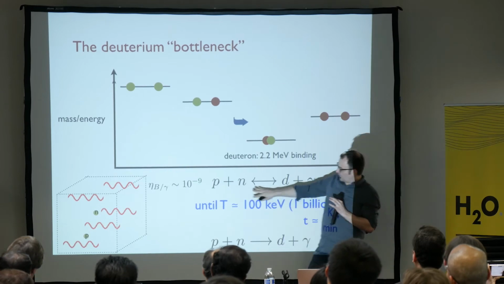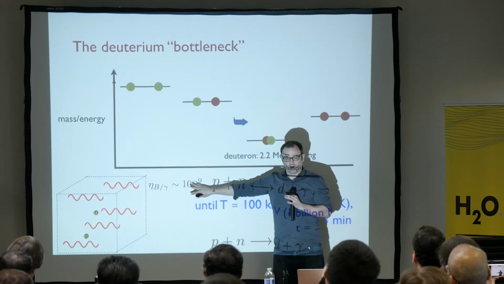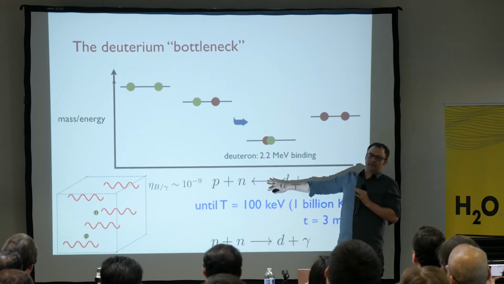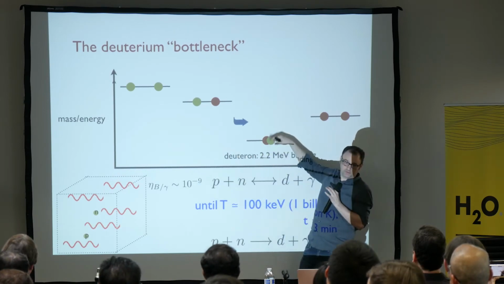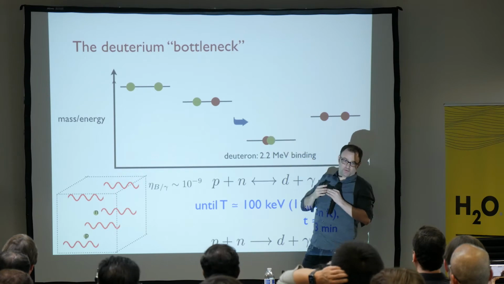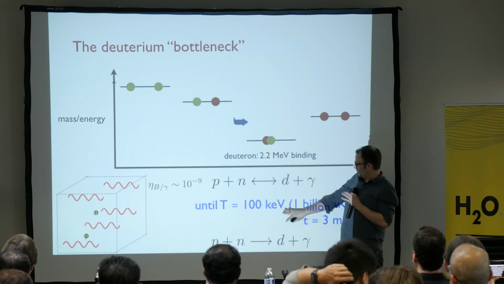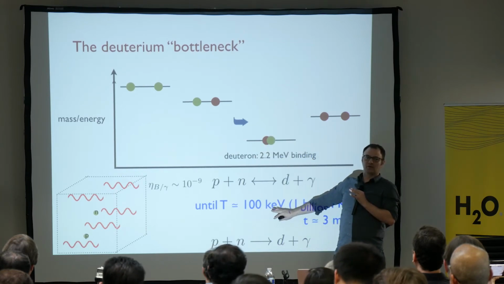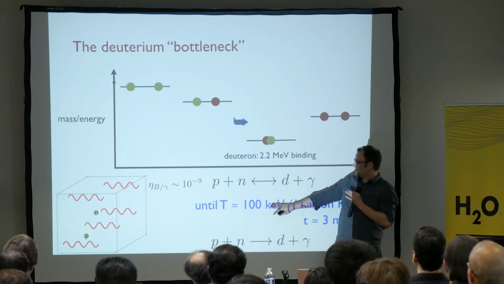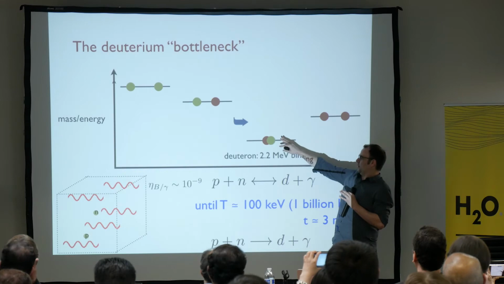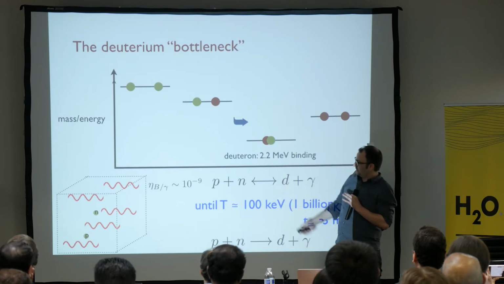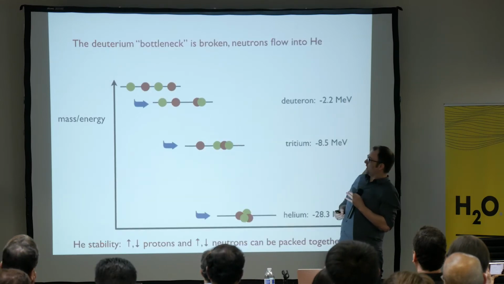And the early universe had roughly 1 billion photons for every proton or neutron. Because of all these photons running around, they keep knocking deuterium apart until the universe expands and cools to a temperature of only about 100 kilo electron volts. This is 10 times smaller or so than the binding energy of deuterium. Once you break this bottleneck, you suddenly rapidly form heavier nuclei.